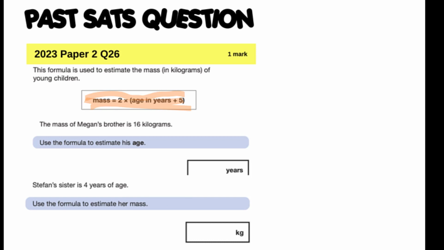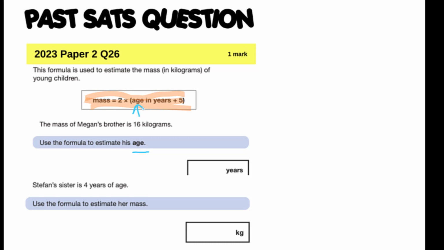Okay, this is in bold. Age is in bold, so it's making sure that we know which part of the formula we are looking for. Is this part. Second part is Stefan's sister is 4 years of age. Use the formula to estimate her mass. So we're going to stick with the first part of the question first. What this question is asking you to do is to use the formula, and what we're looking for is how well you understand the different parts of the formula.